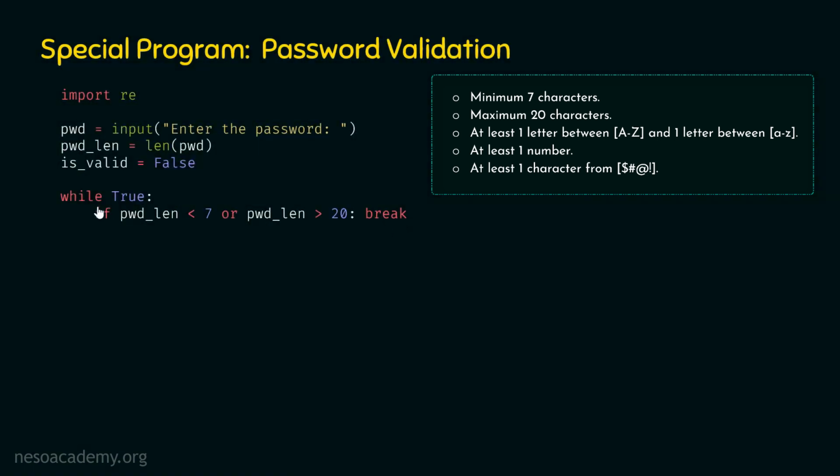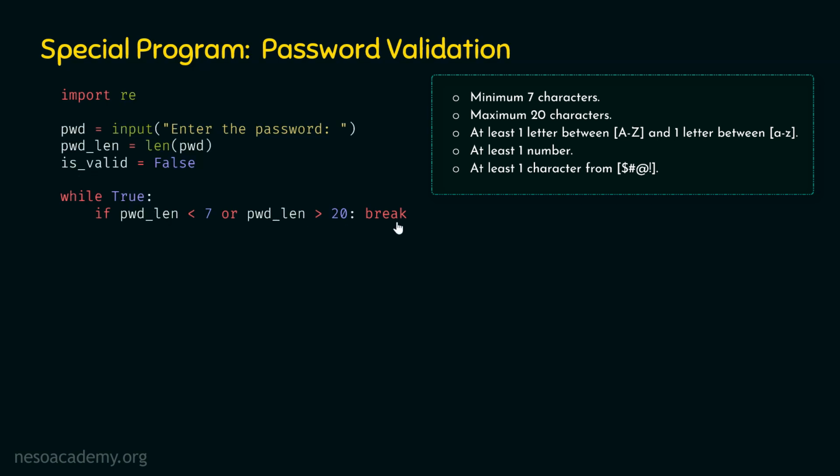We need to terminate this loop immediately if it is the case that the length of the password is less than 7 or it is greater than 20. If the first two requirements are not satisfied, then in that case we need to break this loop without setting is_valid to true. I hope this idea is clear.